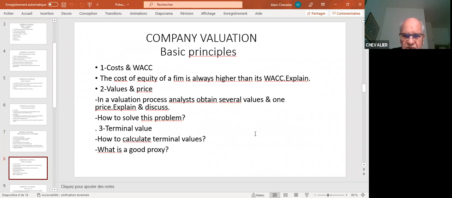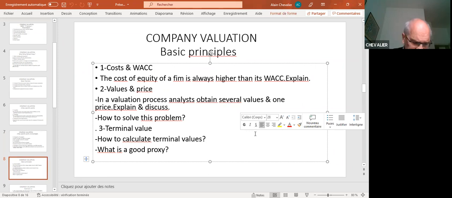Some basic principle I want to come back to here. Some basic principle. The first element is that the problem of all these costs you find on the financial resources and their position if you compare to the WACC.